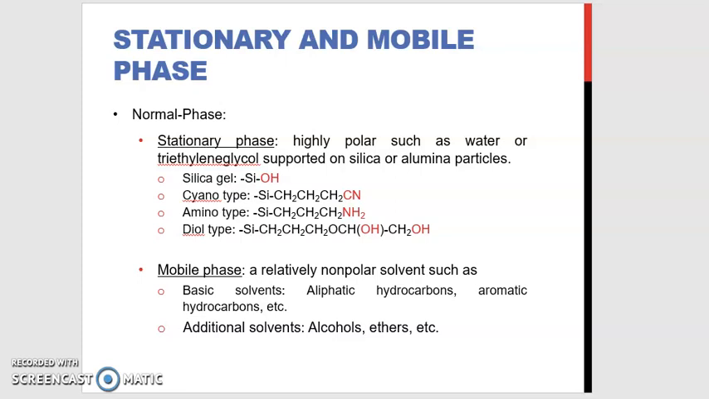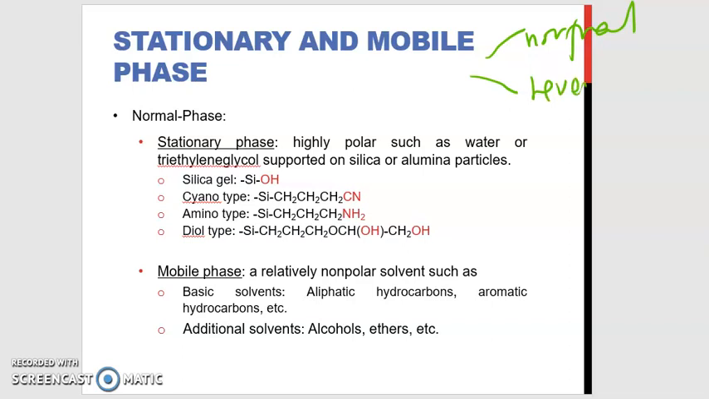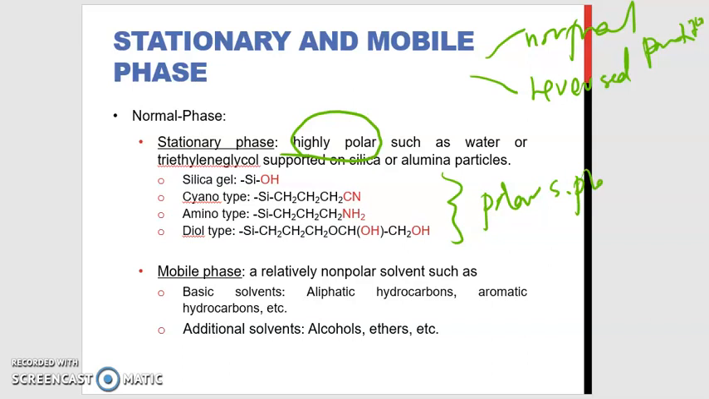Okay, so the stationary and mobile phase in both phases, in normal phase and also reverse phase partition chromatography. In normal phase, the stationary phase is polar, highly polar, such as water or triethylene glycol supported on silica or alumina particles. All these are polar stationary phases. When your stationary phase is polar, the mobile phase must be of different polarity.